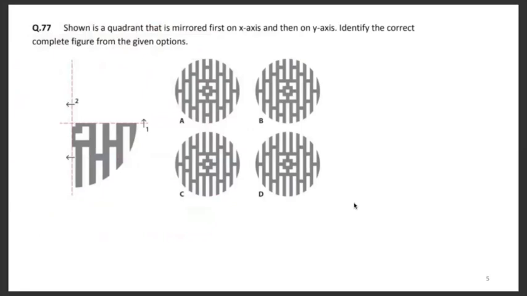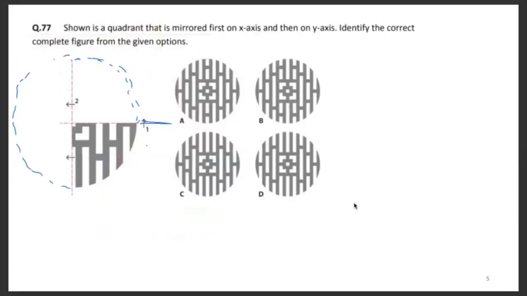Here, in this question, you're given one quadrant. This quadrant is mirrored along the x-axis, which means somewhere here you will see half of its part. And then this final figure is again rotated along the y-axis like this. Once this thing is done, what you have to find is what will be the correct pattern that will form.